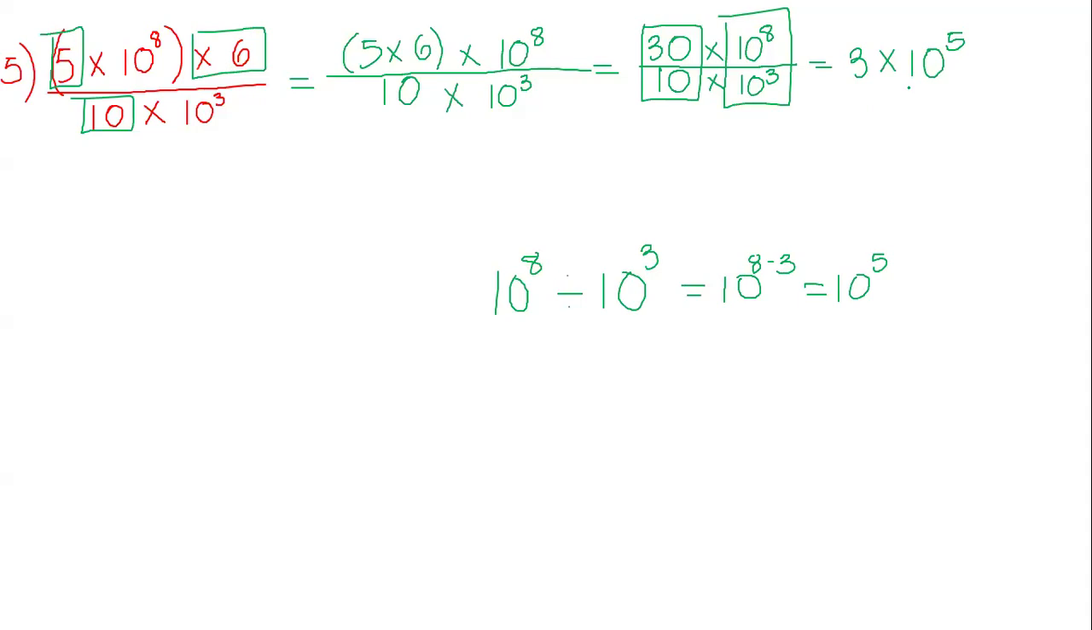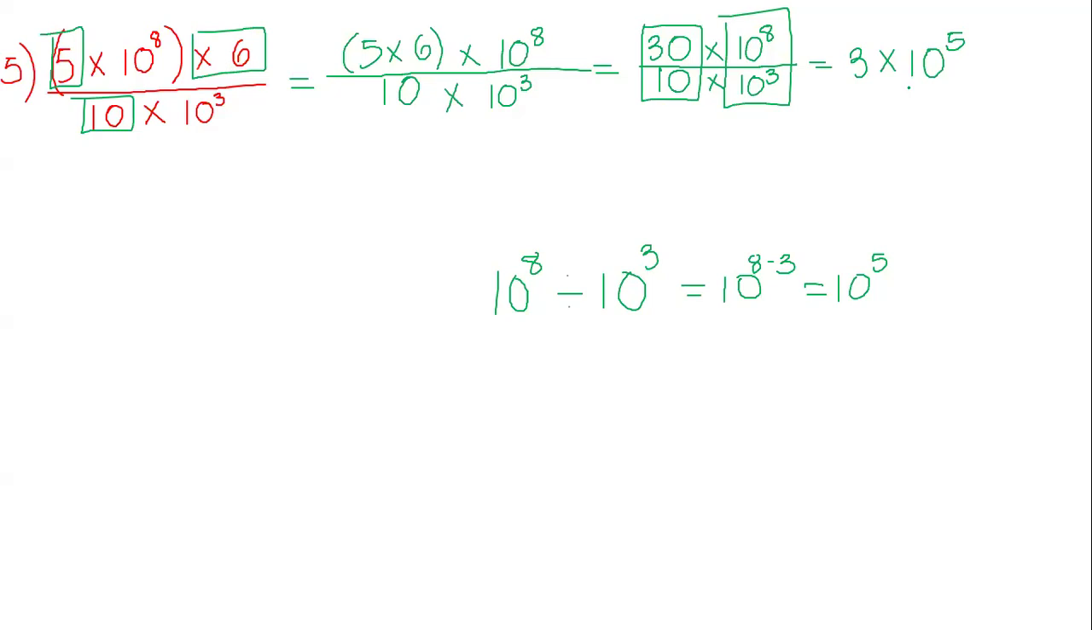Do y'all understand that? Let me know, please, if y'all understand that. Yes, sir. Okay. Aiden, explain how we got 3 times 10 to the 5.